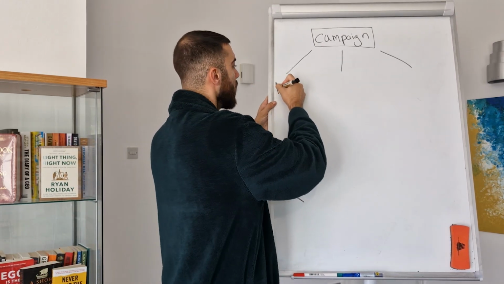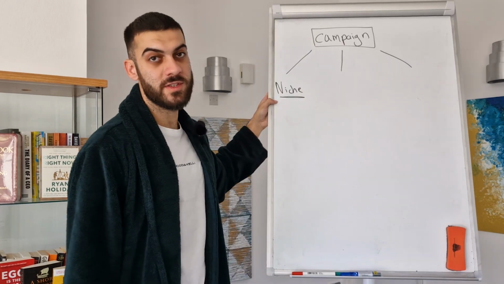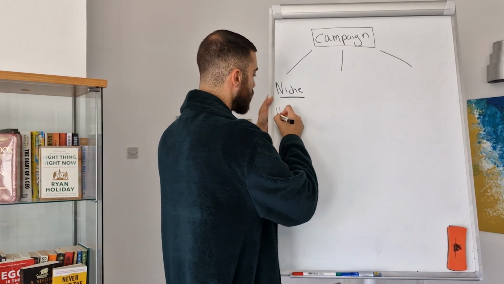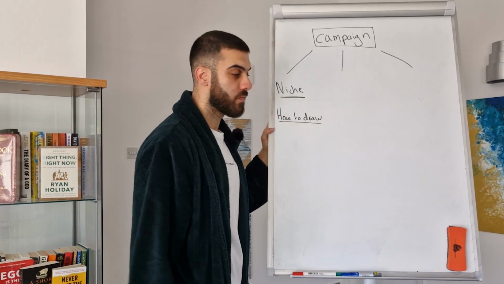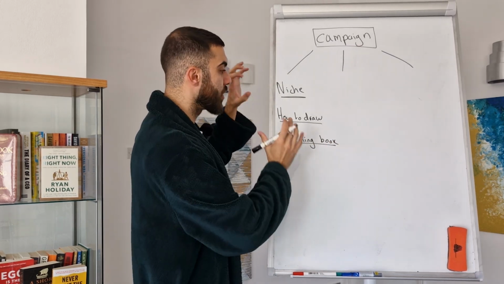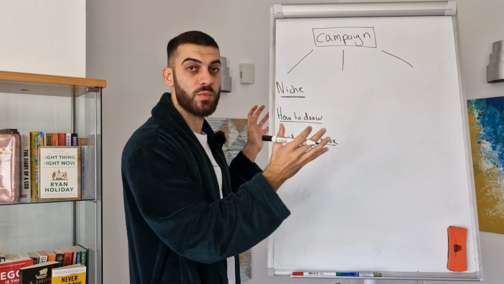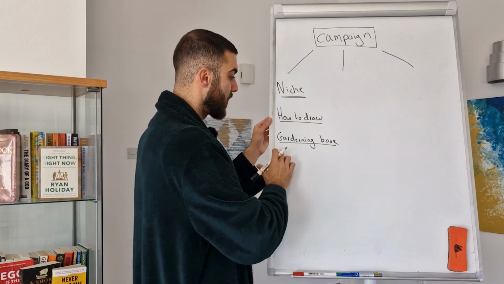Now, what are the keywords that we want to set in here? Well, for the first keyword, we want to only talk about the niche. So what's the niche of the book? For example, we can have how to draw. That's only the niche. We can have gardening book. That's only the niche. We want to figure out the broadest version of our book, the broadest niche, the broadest way someone can type in and find our book.